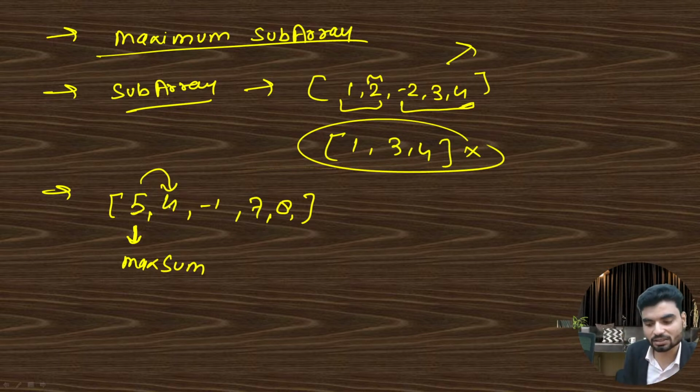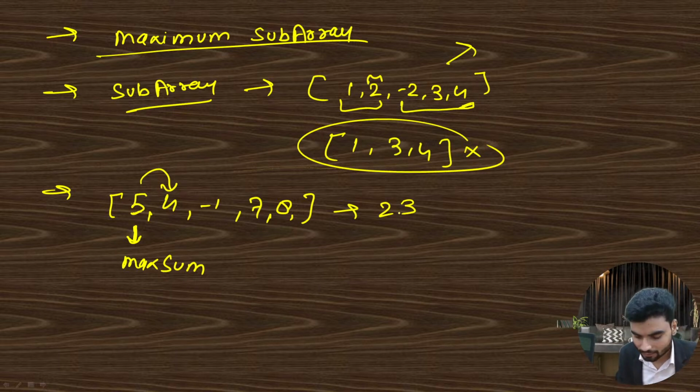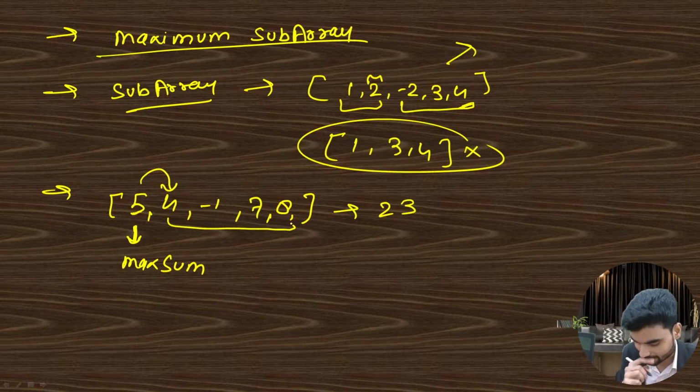You know what can be the easy way, right? Previously, I'll calculate the sum of all the array elements, from this to this. So this will be what? 5 4 is 9, 9 minus 1 is 8, 8 and 7 becomes 15, and 15 and 8 becomes 23. Right? Now another subarray can be this. I'll take this.